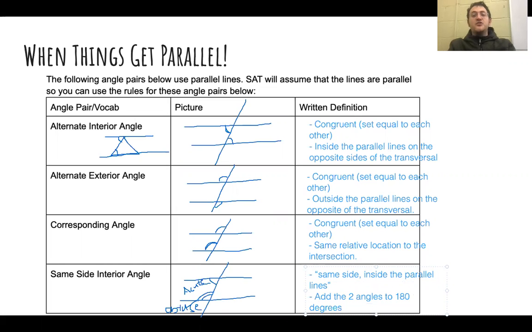So these are the angle pairs that are useful to know for the SAT before we get into things like the triangles and the quads. Take a minute to copy those down. Make sure you have a good grasp of what they look like, as well as the written definition and pointers on how to set them up.